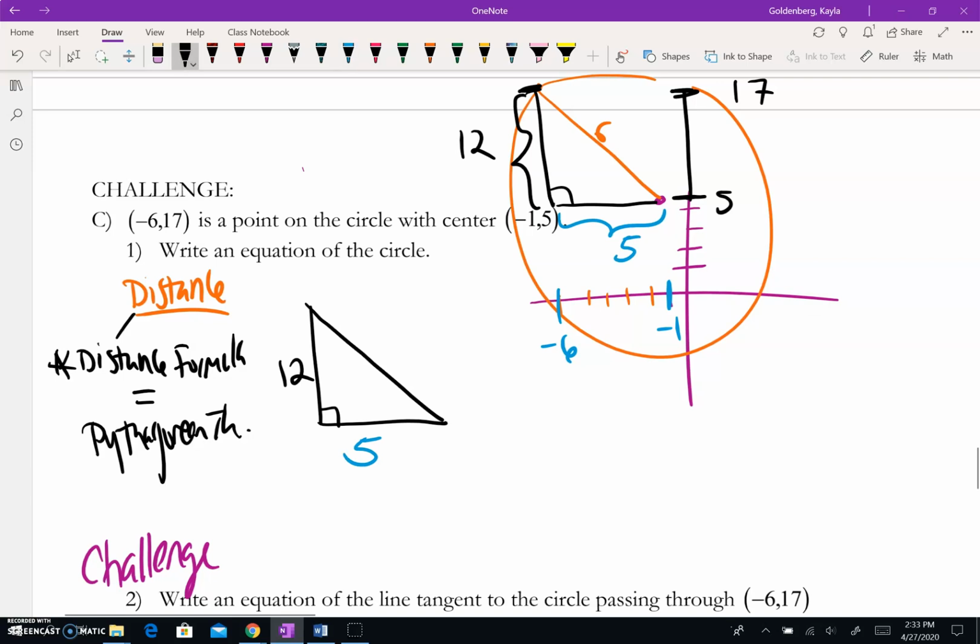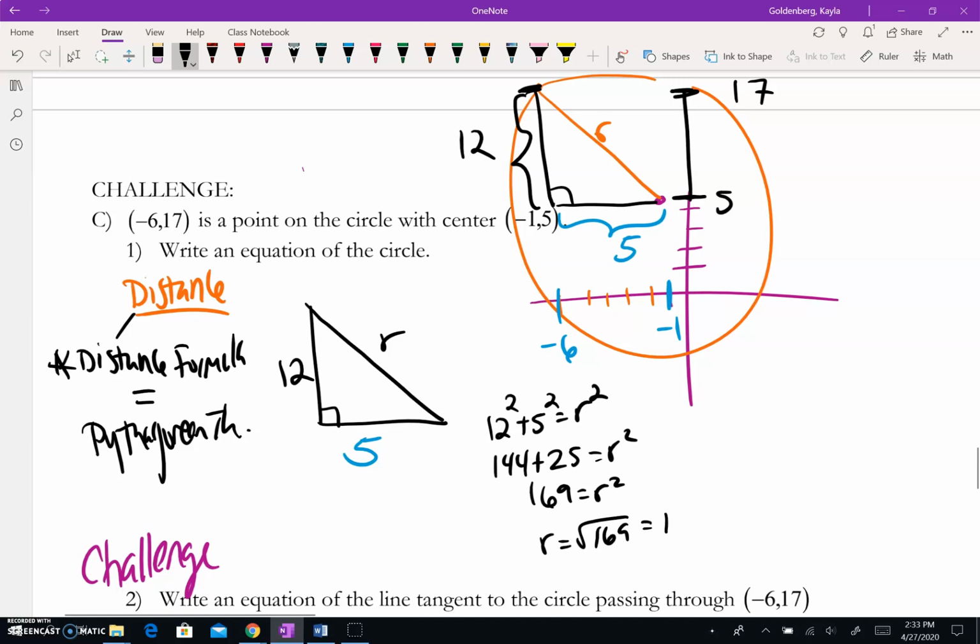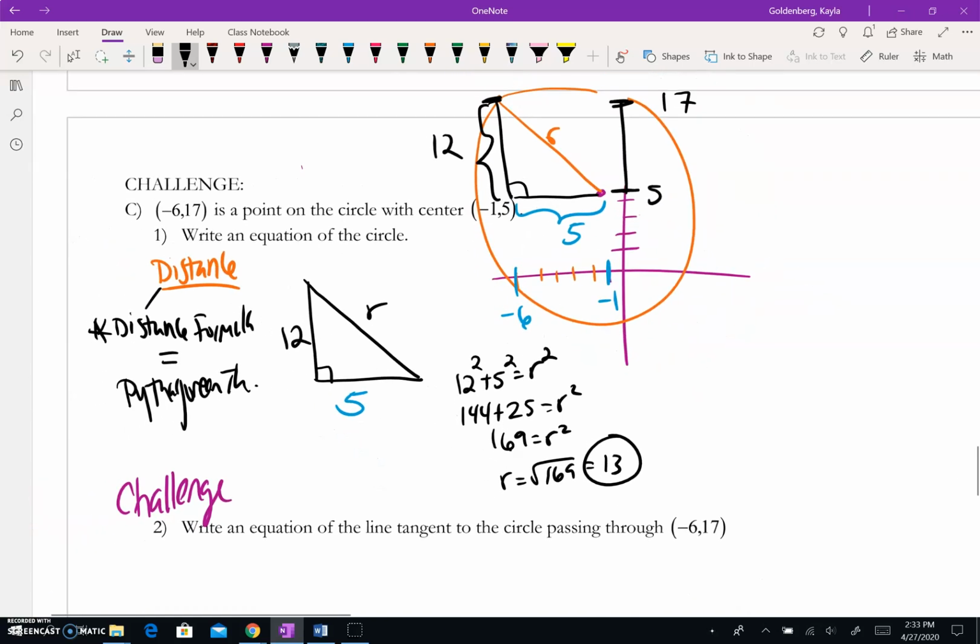Okay, so from here we want to find our radius. So this is going to represent radius. So I know 12 squared plus 5 squared has to equal radius squared. 12 squared is 144, 5 squared is 25, equals radius squared. We now have 169 equals radius squared, and I know that r would be the square root of 169, which should come out on your calculator to 13. Now, we're almost home free.